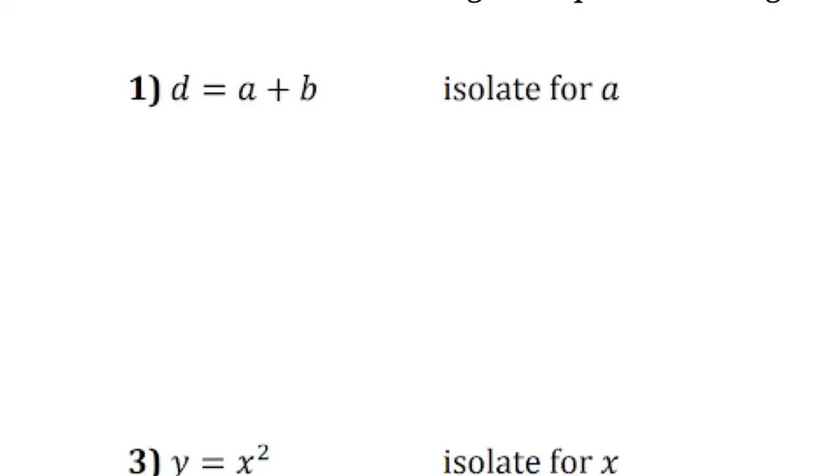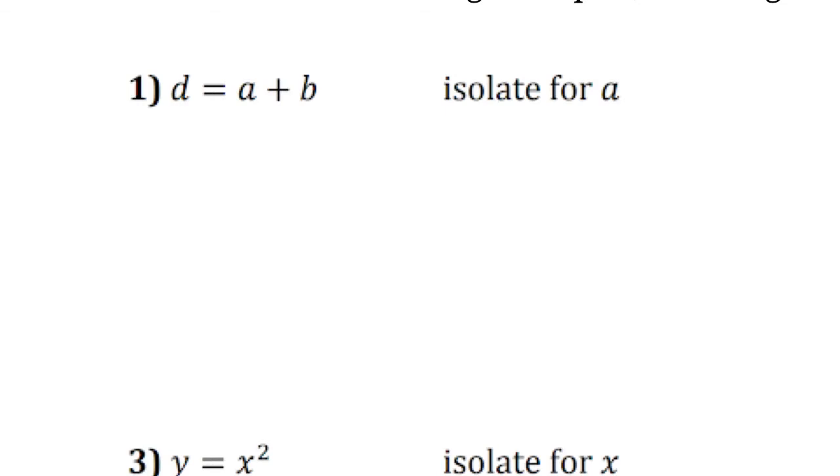The formula that they've given us is D equals A plus B. We don't know what these letters represent, but that's okay. We don't really need to know. But what they want us to do with this formula is isolate for A. So that means they want you to get A by itself.